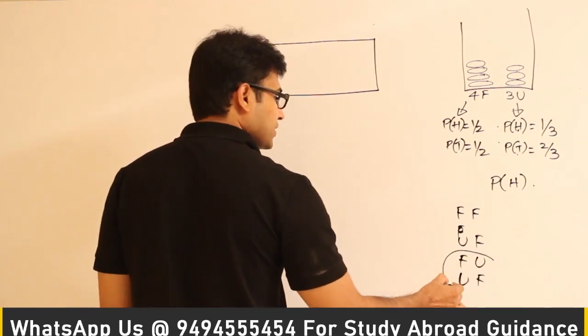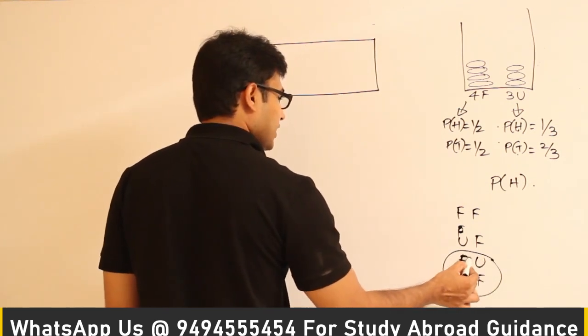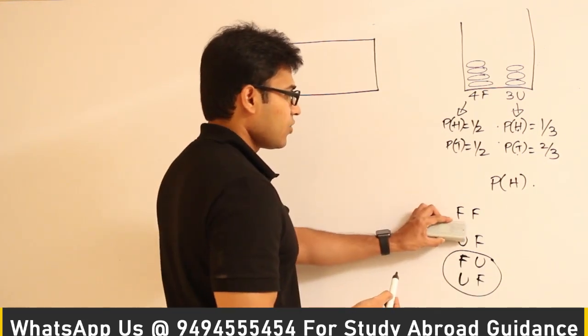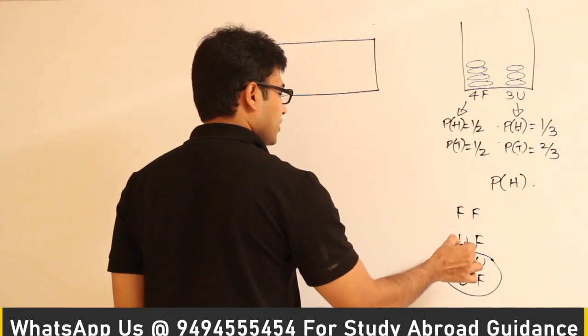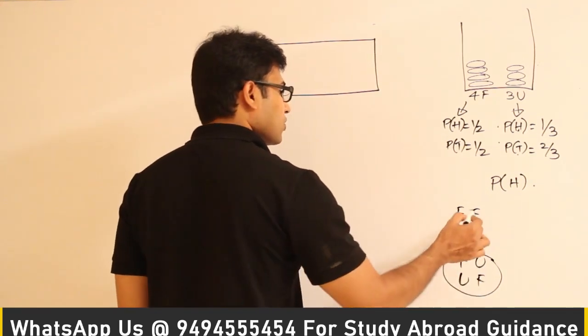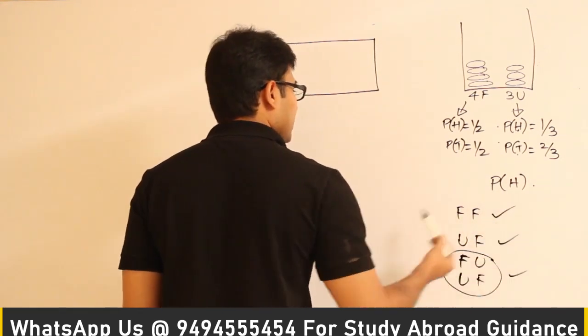Now these two cases I can combine, because I am not interested in knowing exactly which one is fair and which one is unfair. I just want to know that one of them is fair and one of them is unfair. Therefore the position doesn't really matter in this question. So now either this one can happen, or this one can happen, or this one can happen.